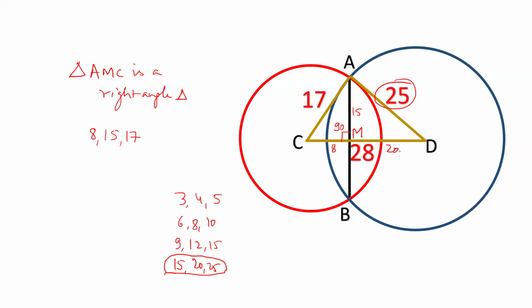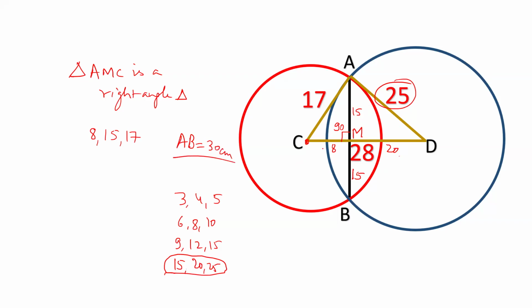So if this satisfies the condition, CM will definitely be 8 and AM will be 15. Now there is a rule that a perpendicular from the center to the chord bisects the chord, and therefore if AM is 15, BM is also 15, and the length of AB will be 15 plus 15, which is 30 centimeters.